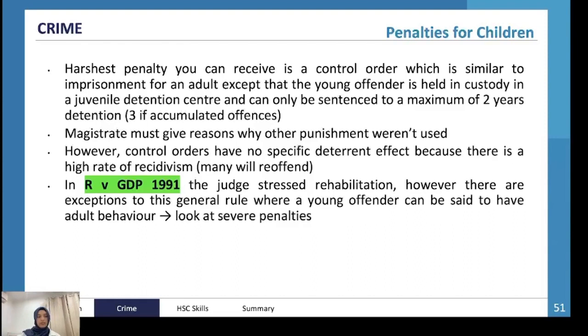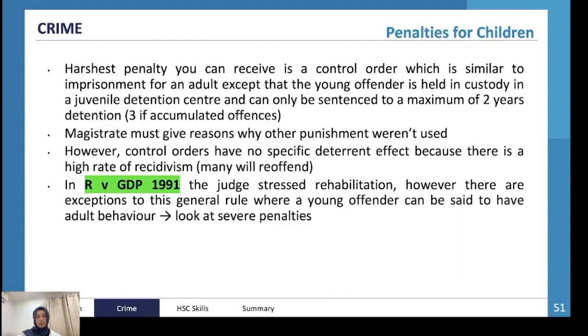In the case of R v GDP, the judge stressed rehabilitation. However, there are exceptions to this general rule where a young offender can be said to have adult behaviour, where they look at more severe penalties. But again, this must be proven, and if it's not proven, it cannot go ahead.